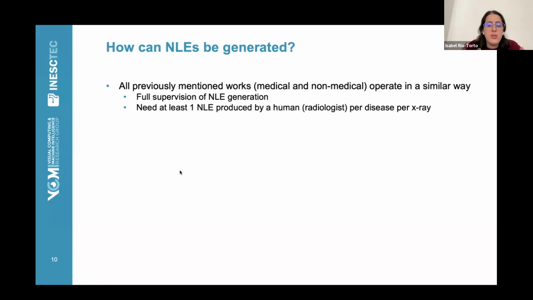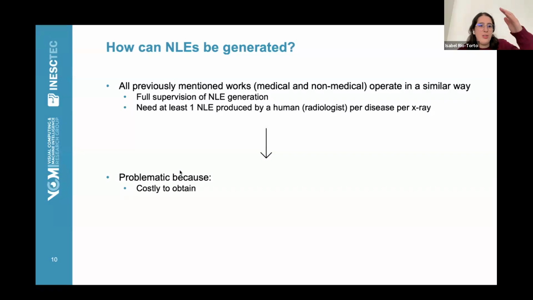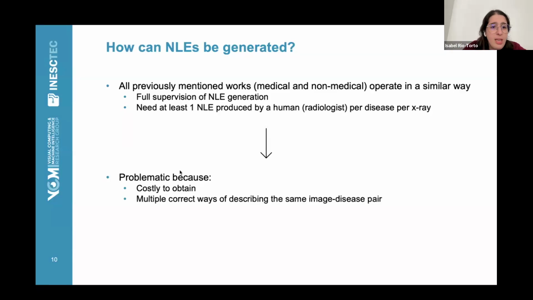Because what these models are doing is, okay, I have this image, I have this disease, and I want to produce this sentence. So word by word, I will force my model, or encourage my model, to produce this exact sentence. And this can be problematic. First, this is highly costly to obtain. It's already costly to obtain the predictions for each x-ray, for each image, so to also obtain the sentences is costly. And then we have, of course, multiple correct ways of describing the same thing. So why should we force our models to produce that exact sentence?